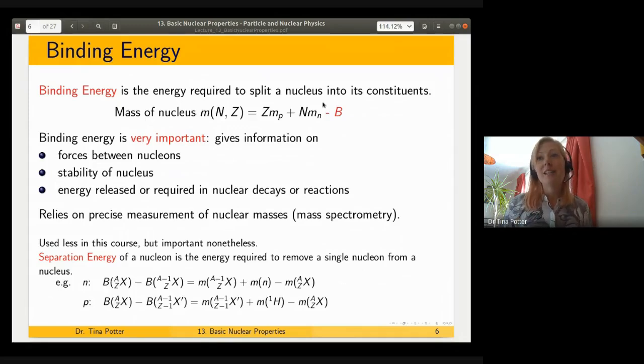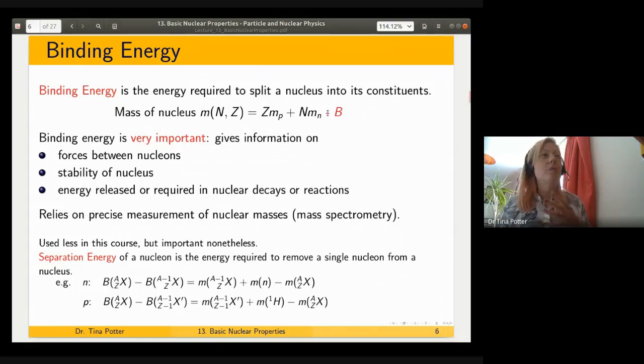To understand this binding energy from first principles is extremely difficult, because it's difficult from first principles to understand the strong nuclear force, because it's a many-body problem. But we can come at it from another angle. If we very accurately measure the mass of all of these nuclei via mass spectrometry, we can then calculate this binding energy and understand how the force between these nucleons is working.